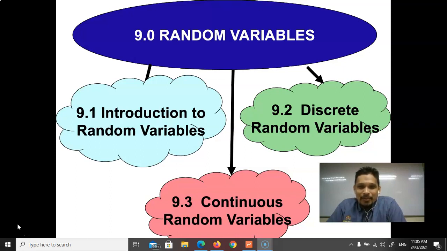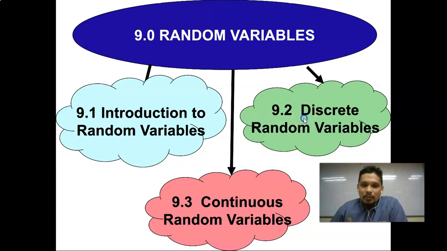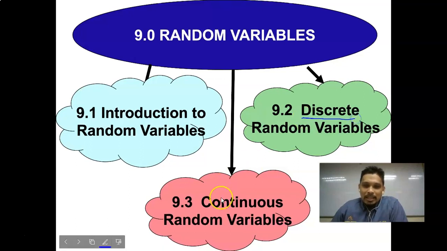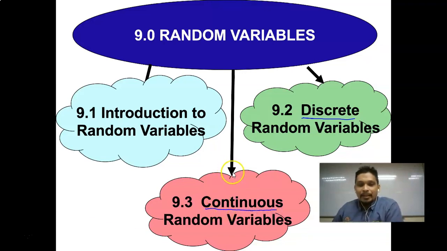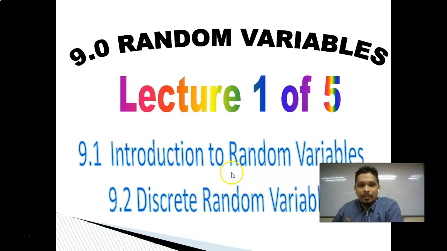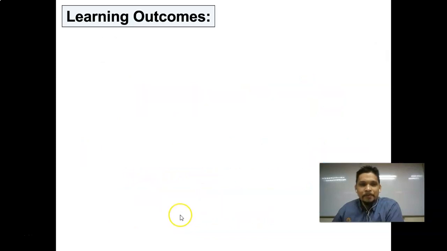Okay, so today we're going to look into chapter 9, with 9.1 Introduction to Random Variables, 9.2 Discrete Random Variables, and 9.3 Continuous Random Variables. One of the key important things in this topic is the words discrete and continuous. So we look into the first lecture of this topic, the introduction and also discrete random variables.